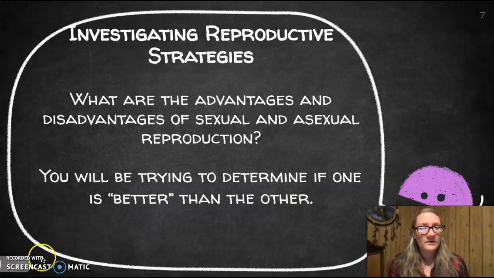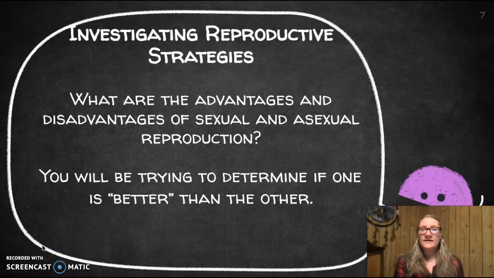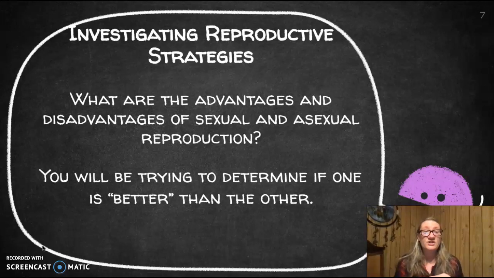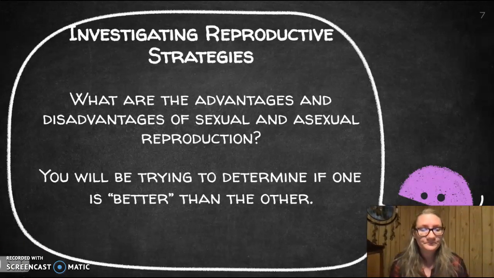Okay, having looked at that, now we're going to move into our reading. As you're reading, you want to be thinking about our lesson question: what are the advantages and disadvantages of sexual and asexual reproduction? And then start thinking about which one you think is better than the other. Is one better than the other? Are they both equally important?